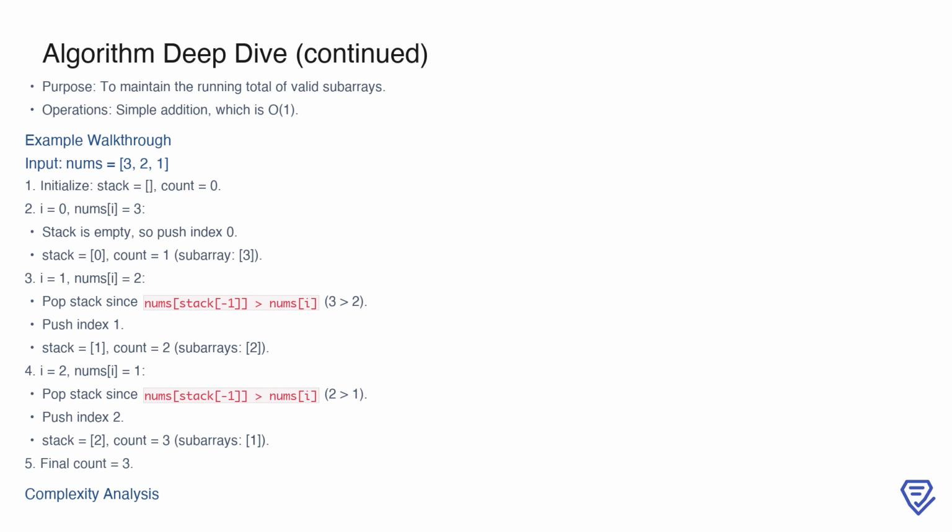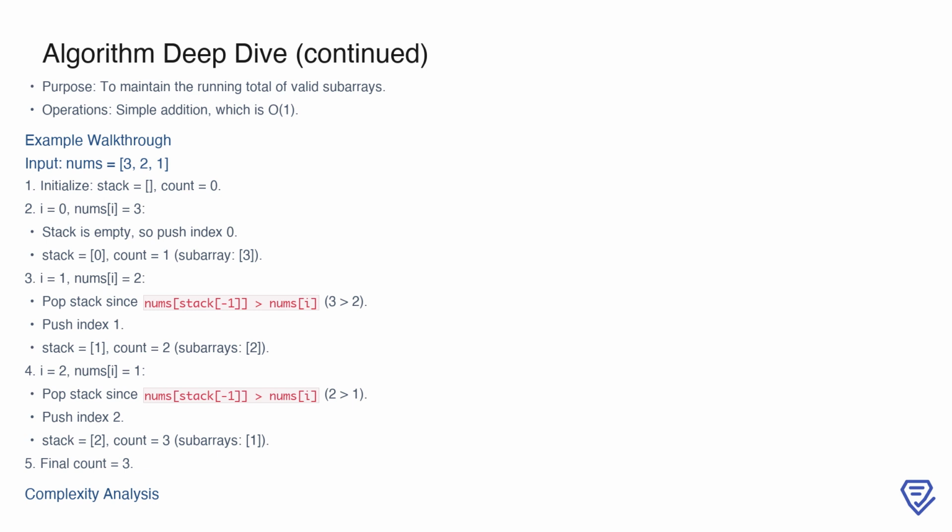We start with an empty stack and count set to 0. For the first element, nums[0] equals 3, the stack is empty, so we simply push index 0 onto the stack. Now, the stack contains 0, and count becomes 1, representing the subarray 3.